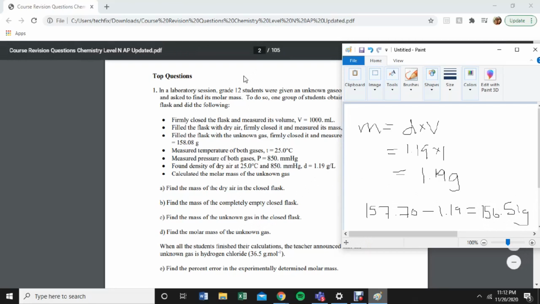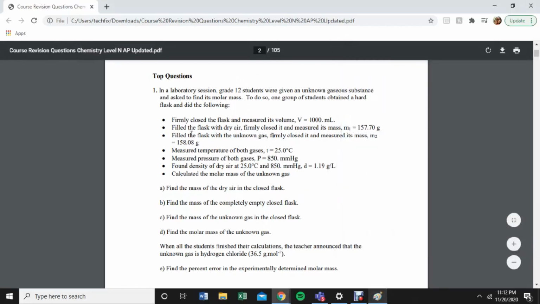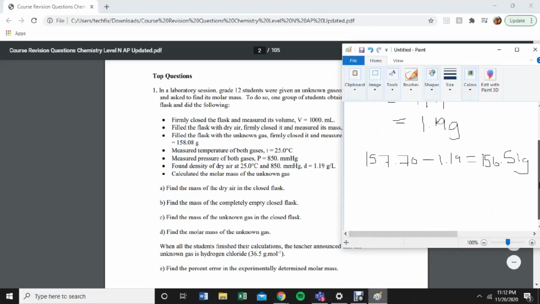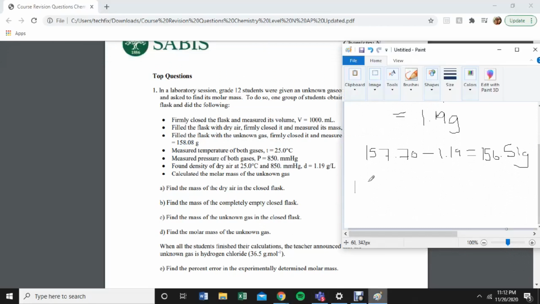Part C, find the mass of the unknown gas in the closed flask. They gave you the flask with the unknown gas, and you have the mass of the flask. So to find the mass of the unknown gas, you just take the mass of the flask with the unknown gas and subtract the mass of the flask itself, right? And you get 1.57 grams.